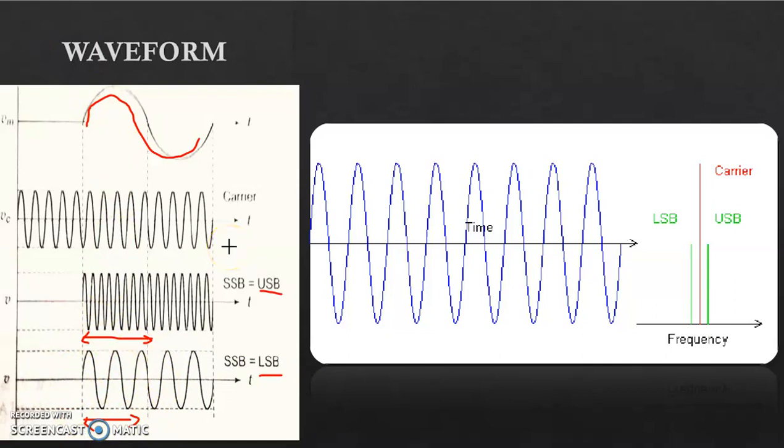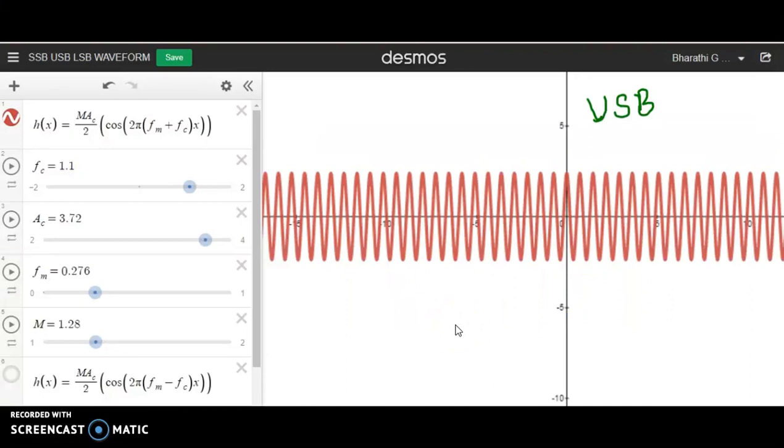Let's use the graphical calculator to see the waveform structure like this. For the graphical calculation, I have used the Desmos calculator available online. Okay, now let's see the simulation of USB and LSB of the SSB waveform.